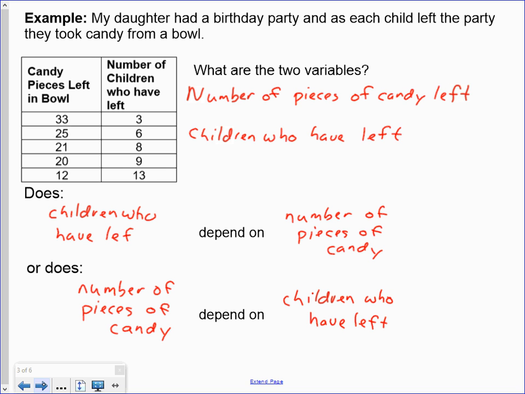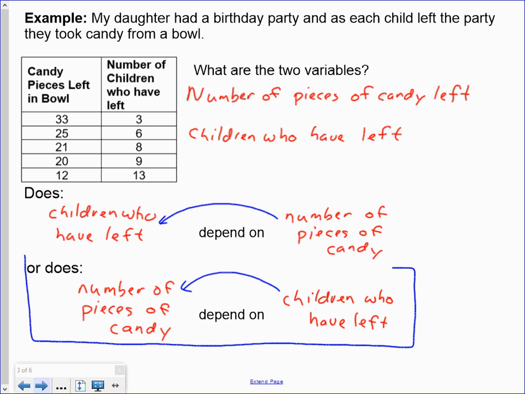Which one of these makes more sense? So if we look at the first one here, that the number of children who have left depends on the number of pieces of candy, that would mean that as we took candy out of the bowl, it caused children to leave. It means that the number of pieces of candy determines how many children have left. If we look at the second one, then the number of pieces of candy left in the bowl is determined by how many children have left. So that as children leave, it changes the number of pieces of candy. And I think when we put it this way, it makes more sense.